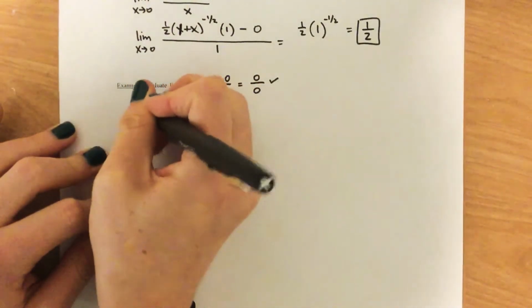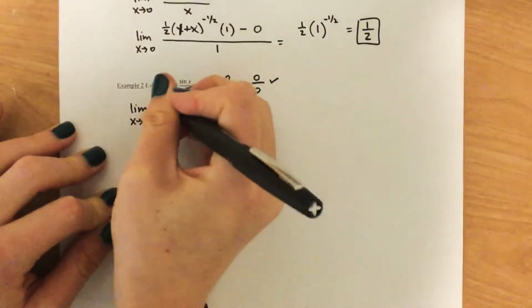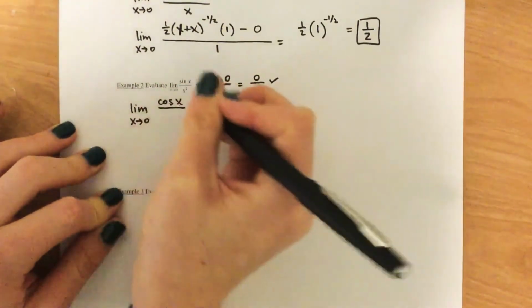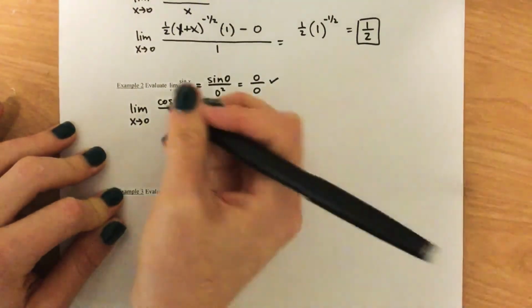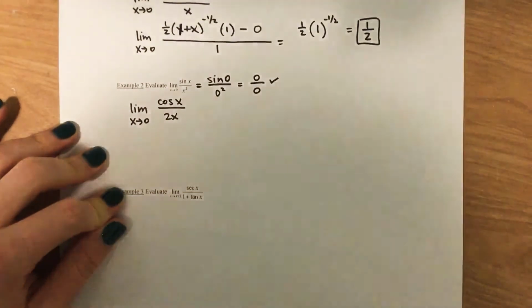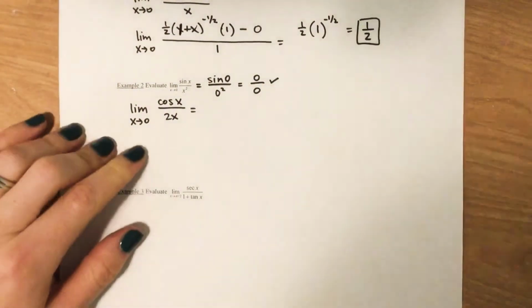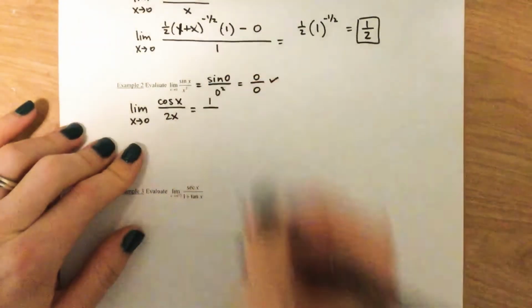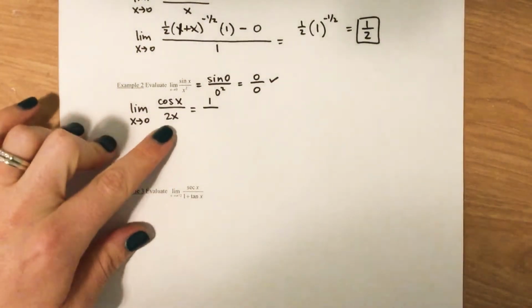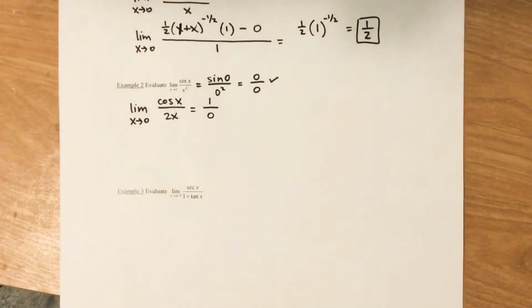So now we go through and we take the derivative. So the limit as x approaches 0. We replace the numerator with its derivative. The derivative of sine is cosine. We replace the denominator with its derivative, and the derivative of x squared is 2x. And then we do direct substitution again. So we are going to plug in the 0. So cosine of 0 is 1, and then over 2 times 0, which gives us 0. So we end up with 1 over 0. So we're not able to do that either.